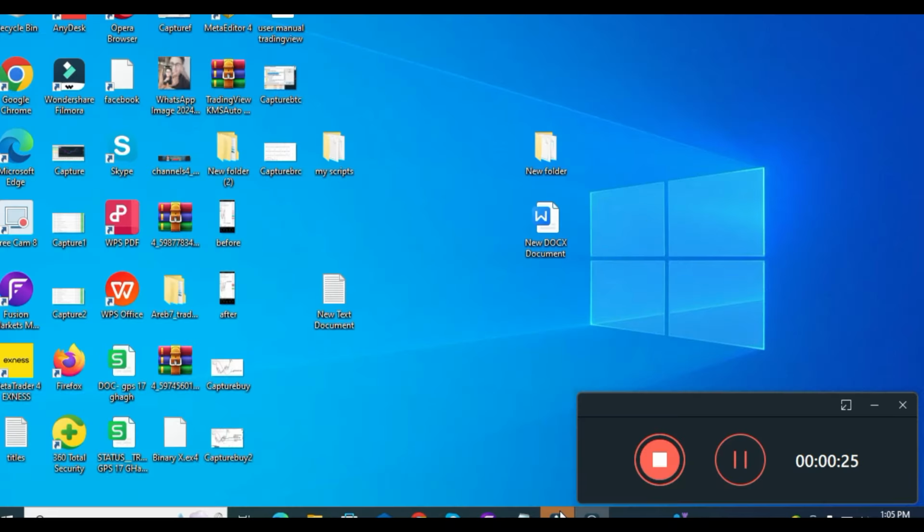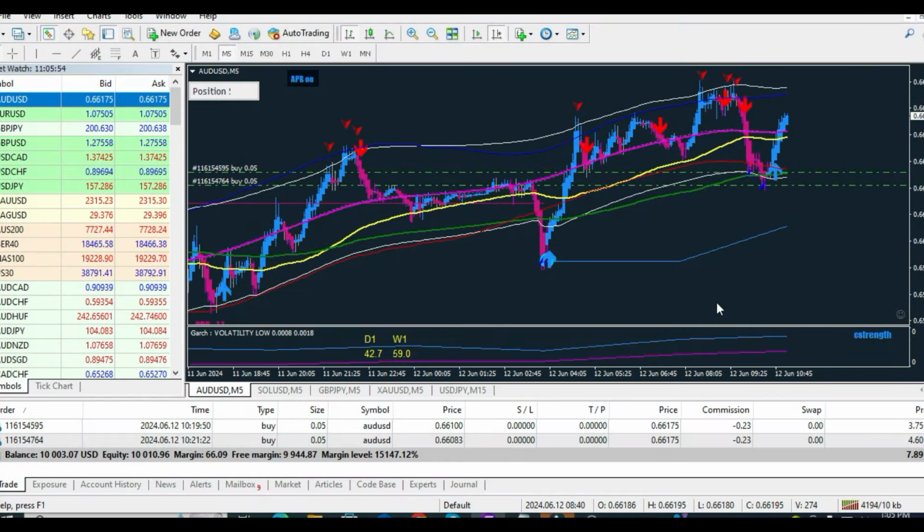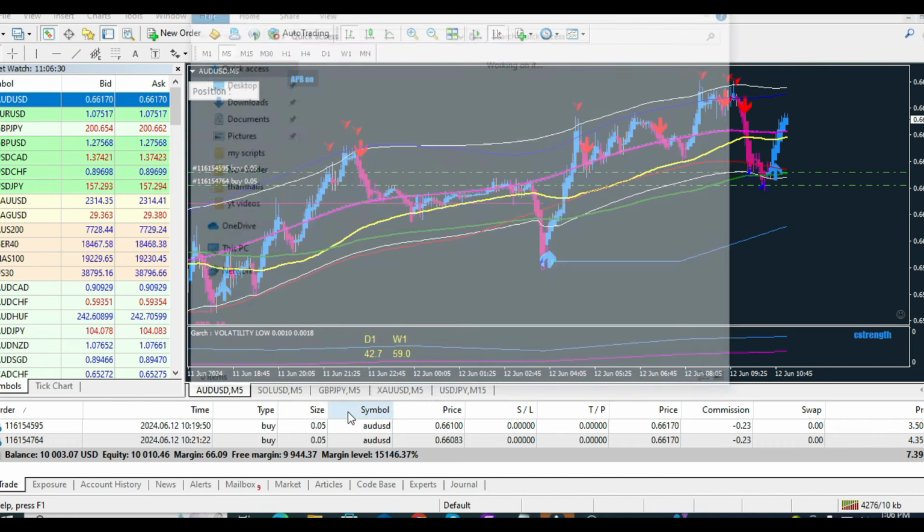First I need to show you the results of my MT4 system. You can see I got my buy position here. I opened my two positions here and you can see the results. The first buy signal is profitable, and the second buy signal too, and you will get the profit when any candle touches the white line. That is your take profit. The accuracy of this MT4 system is more than 95%.